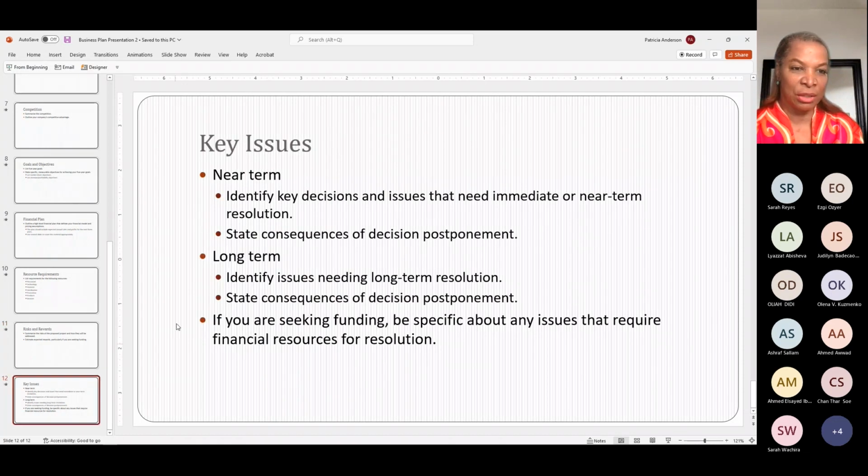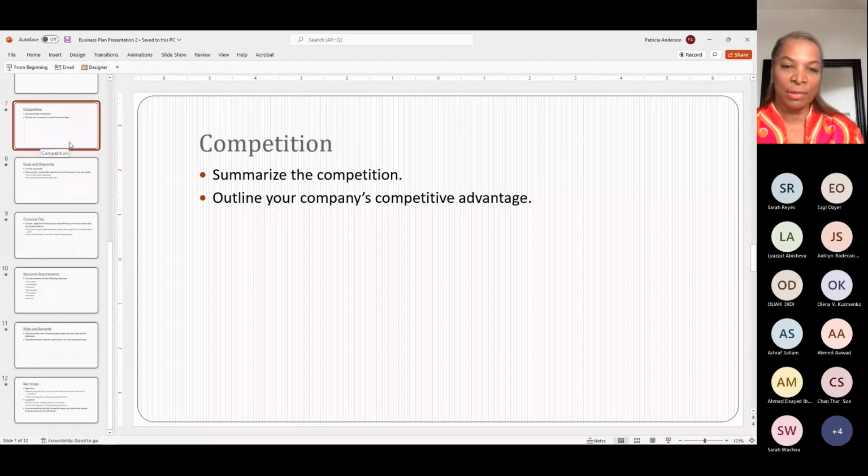And then any key issues that you've identified in the short and long term. And specifically, if you're seeking funding, you might want to list, we're going to need funding for this specific issue. So this is a good example of what I want to see as a final product from the team. So what you can do with this is you can assign different team members to different aspects of the plan, divide and conquer. So you might have someone, once you come together and talk about the competition, build the slides for the competition or the marketing and what have you.